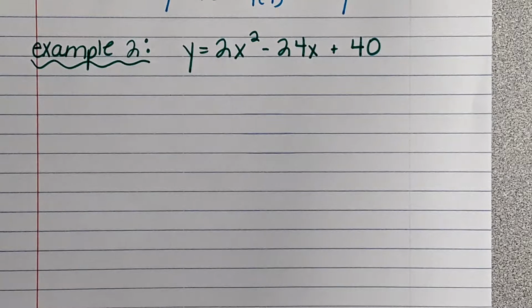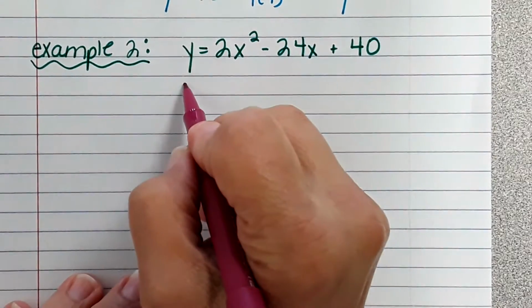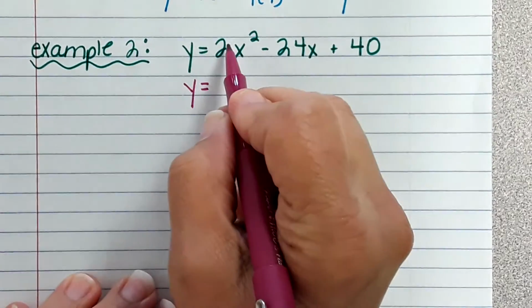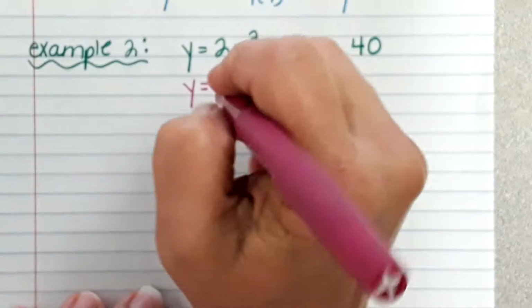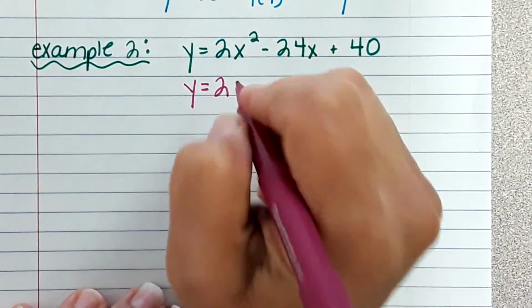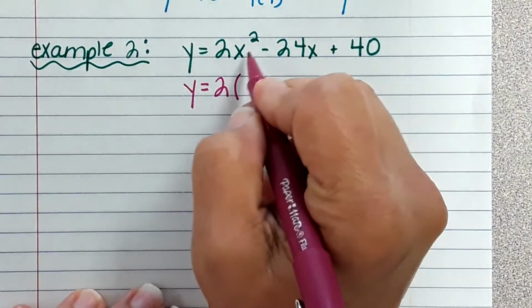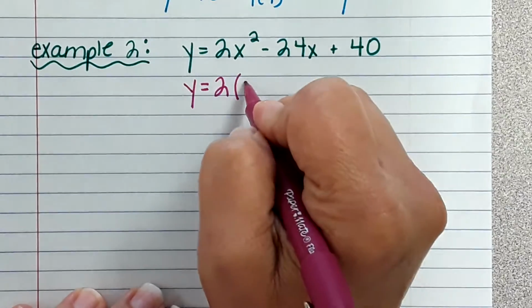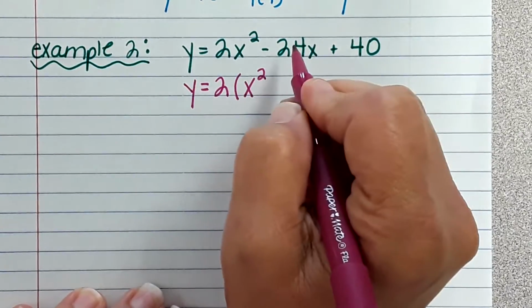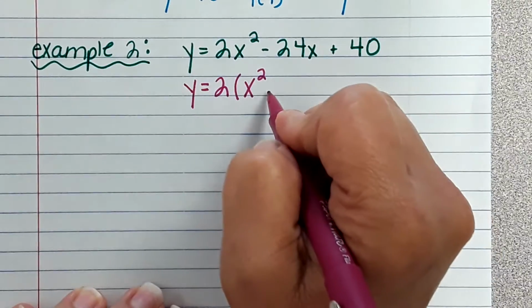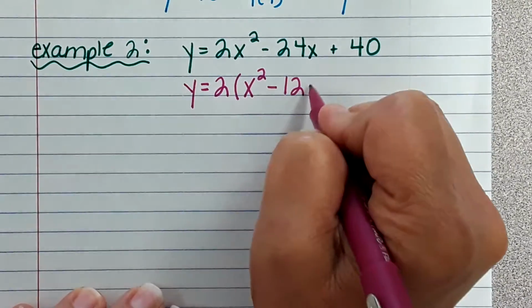So to write it in vertex form, what we're going to do is we're going to rewrite this problem. So y equals, we're going to factor out the 2. And then I'm going to write, well, if I factor out the 2 of 2x squared, that just leaves me x squared. If I factor 2 out of 24, I'm left with minus 12x.